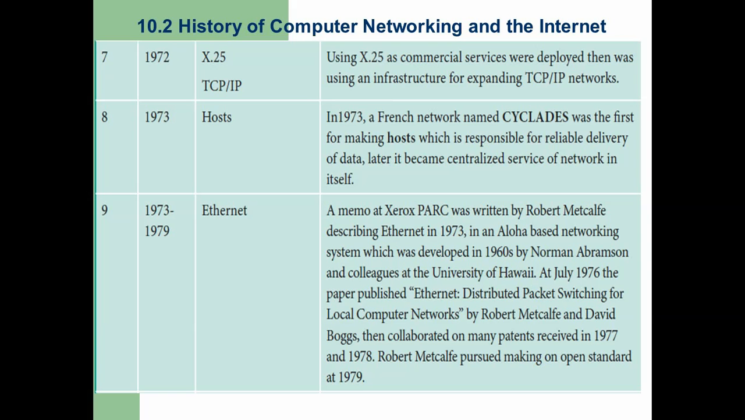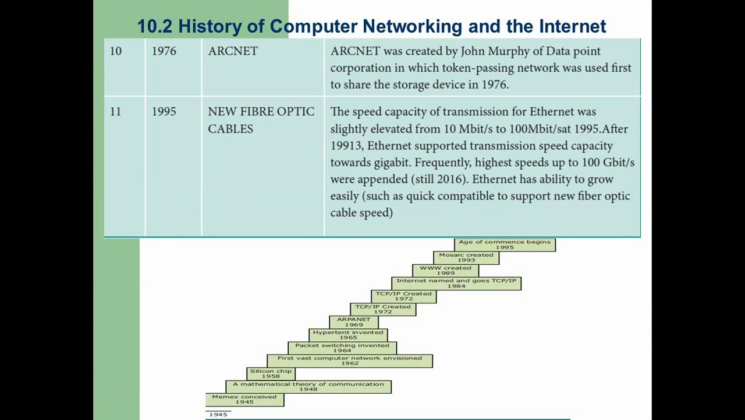Many computer software engineers worked on this network, and they introduced the Ethernet concept in 1973 and published many books also. After that, ARCnet was created by John Murphy of Datapoint Corporation, in which a token passing network was used first to share storage devices, in 1976.